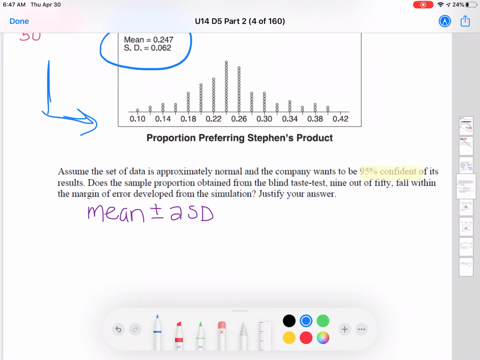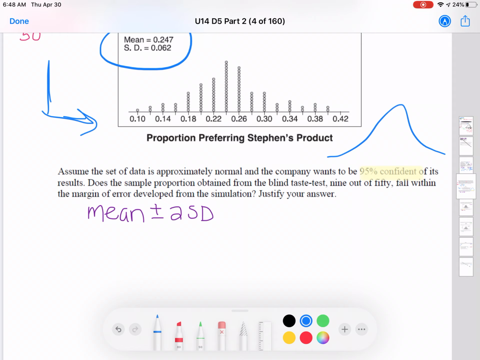Okay, assume the set of data is approximately normal, right? So that's our bell curve. And the company wants to be 95% confident of its results. So that's why I'm going to do my mean plus or minus 2 standard deviations. Does the sample proportion, so that 9 out of 50 that we have up top, fall within the margin of error?